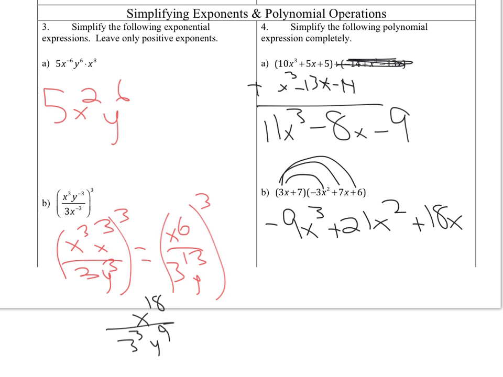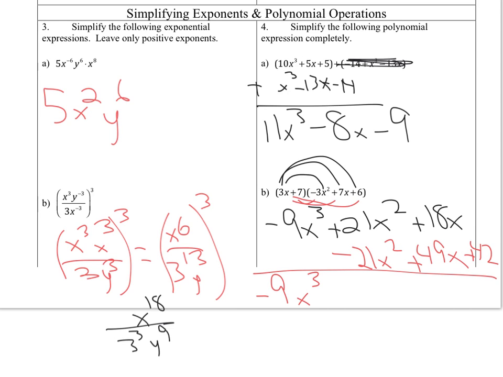Then you have to do it with the other ones. 7 times negative 3, that's negative 21. Which, of course, I wrote a 7. Silly me. Negative 21x squared. 7 times 7 is 49x. And then 7 times 6 is 42. So negative 9x cubed. 21x squared minus 21x squared, that goes away. 18 and 49, so that's 67x, and then 42 doesn't have anything to add to it.